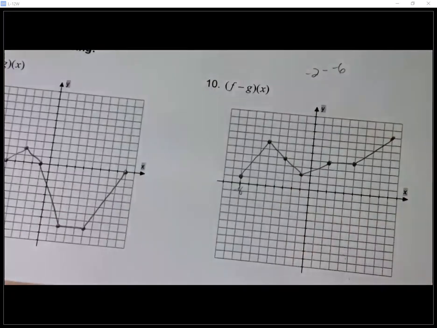Okay, so let me give you the next sheet I want you to try. Any questions so far? You feel all right? This isn't too bad? Good.